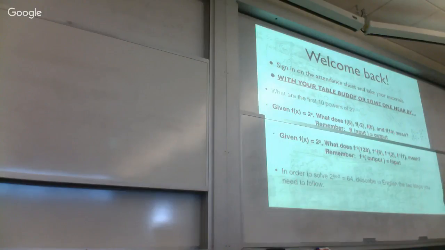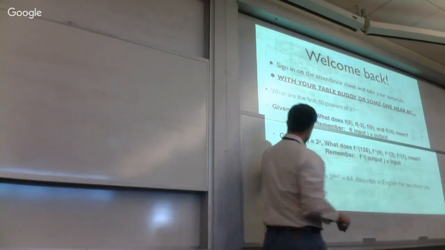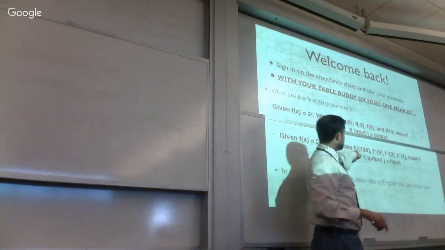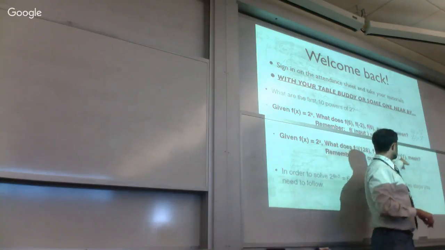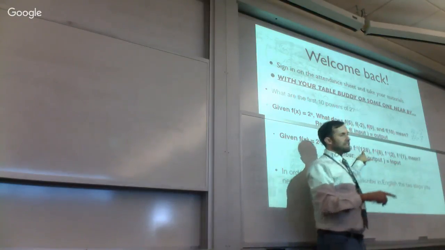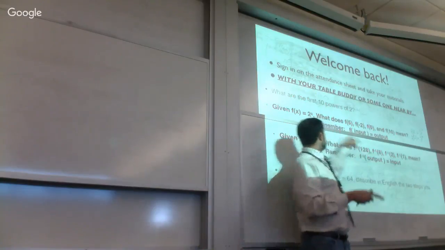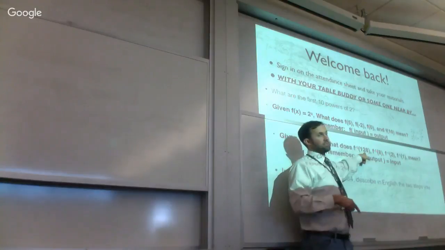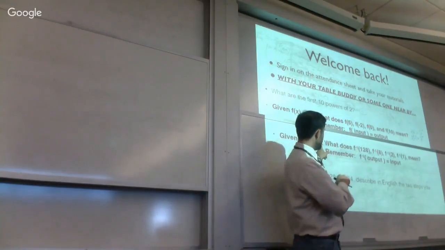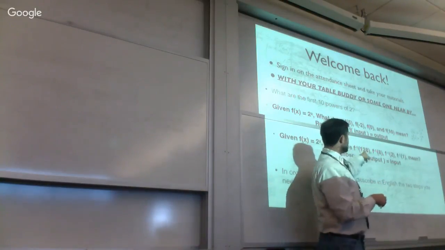So function notation is forward. It's just normal plug and chug. It's when you do the inverse function. So again, I say the function is 2 to the x. What does f inverse of 128 mean? What does f inverse of 8 mean? What does f inverse of 2 and what does f inverse of 1? Now you're asking, what would the exponent of 2 have to be to equal 128? What would the exponent have to be for 2 to the something to equal 128?